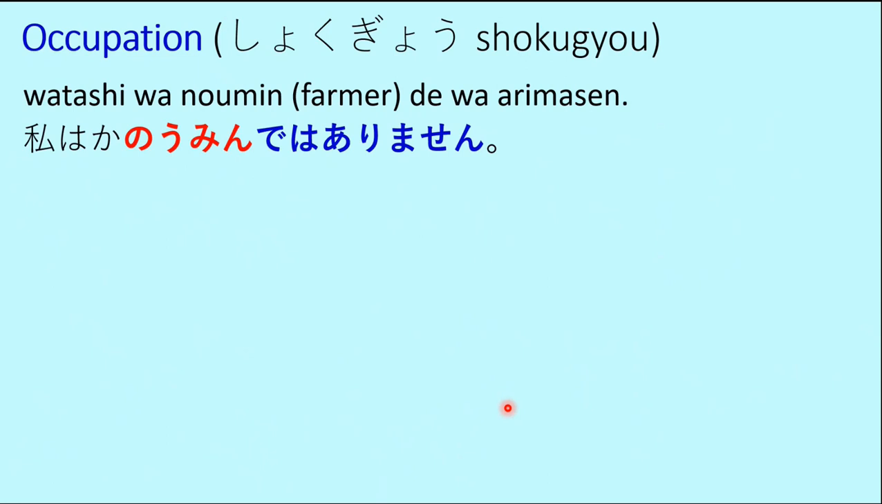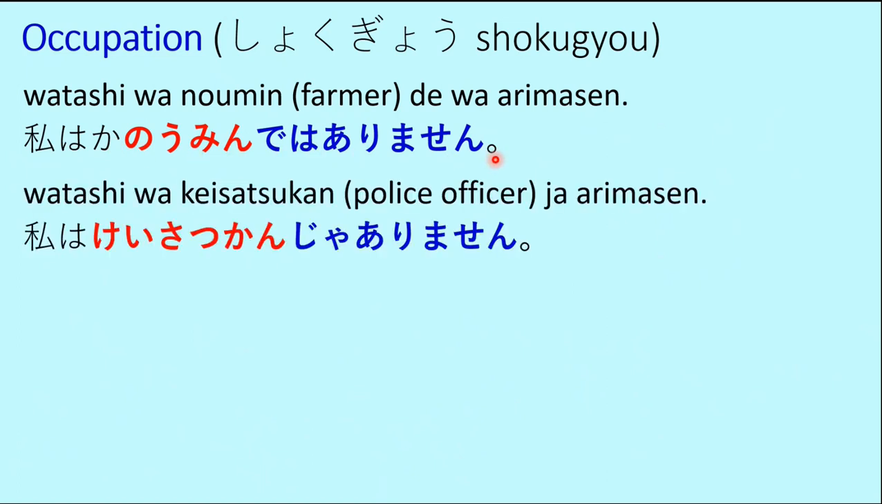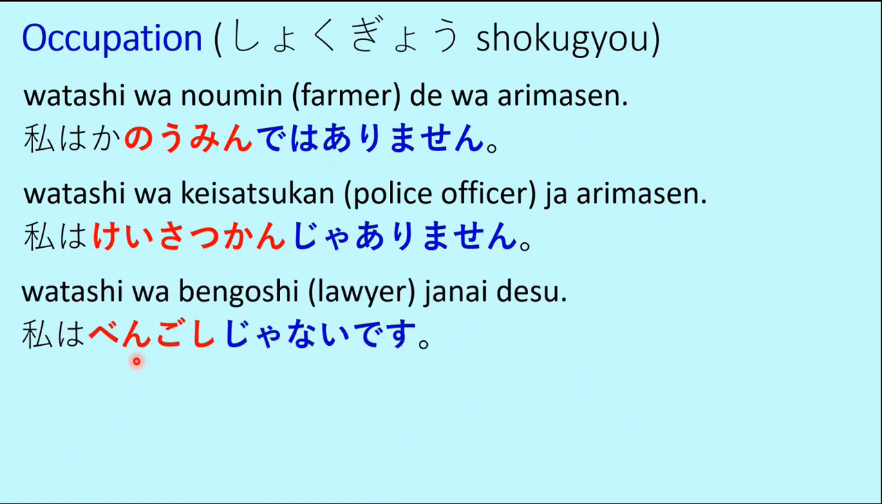Next are a few examples using dewa arimasen, ja arimasen, and janai desu. Watashi wa nomin dewa arimasen, which means I am not a farmer. Watashi wa keisatsukan ja arimasen means I am not a police officer. Watashi wa bengoshi janai desu means I am not a lawyer.